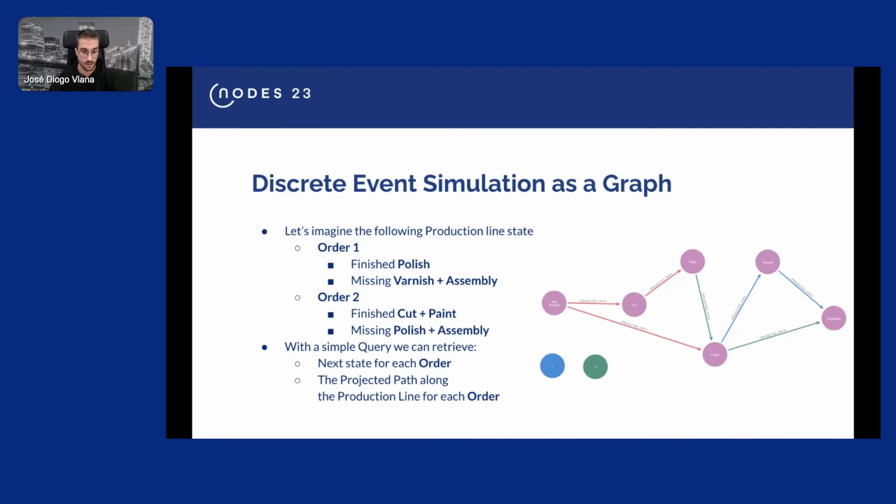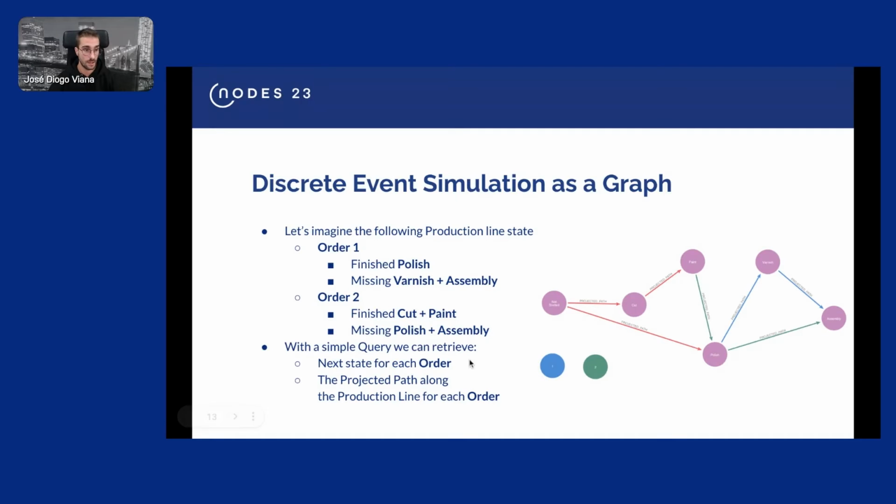But let's look into an actual example. By the way, this was modeled using Neo4j Bloom because it was easy to also visualize quick things. Let's imagine we have the following state. In red relationships, we see the ones that have already completed, and these green ones are the path missing for order 2, and the blue ones are the paths missing for order 1.